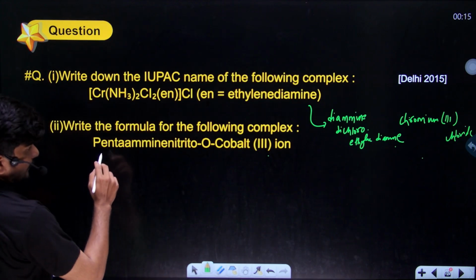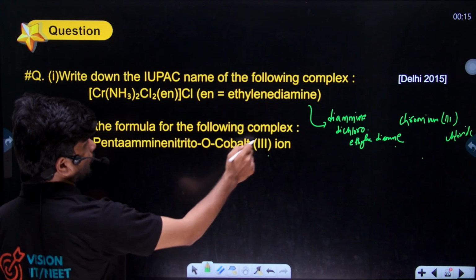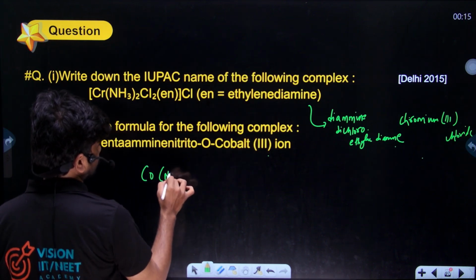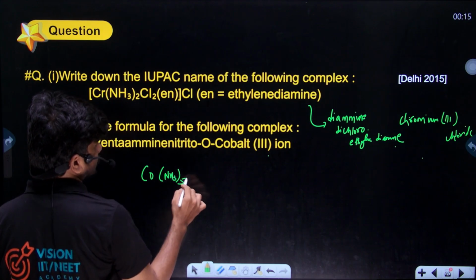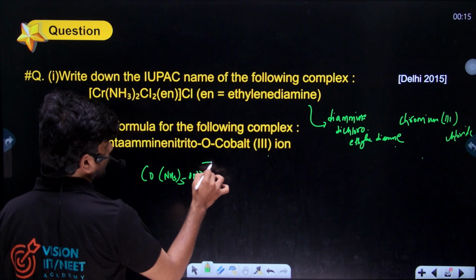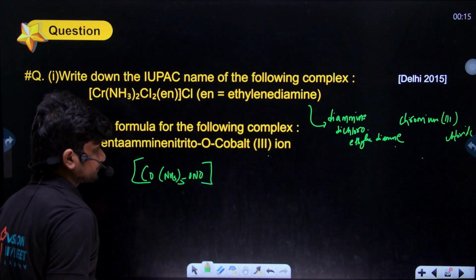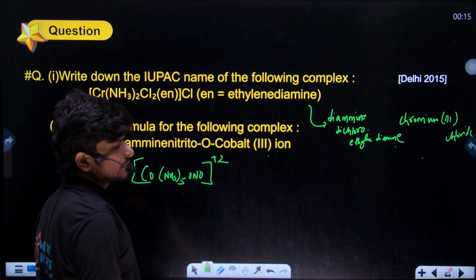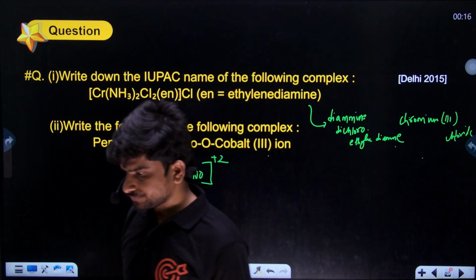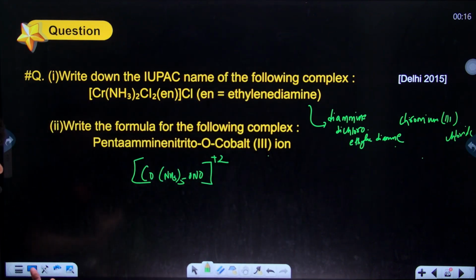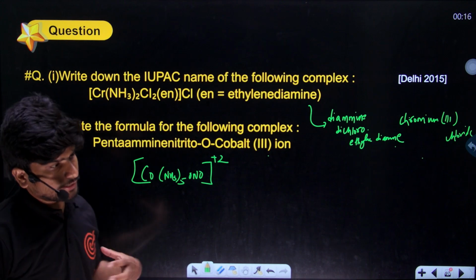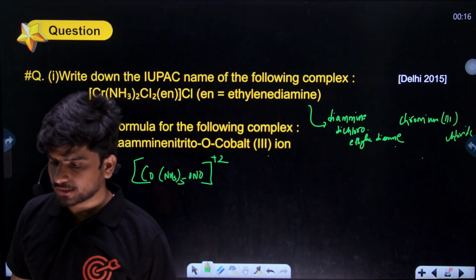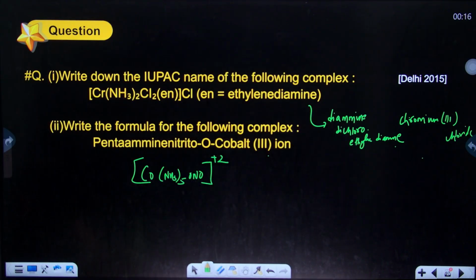Then what is pentaamine nitrito-O cobalt? This. So you have cobalt. Then you have amine, which is NH3 five times. Then you have ONO, nitrito. So you have a minus charge here, so this is +2. This is how you write the names of the compounds. So these are very important. The questions in the exams they used to put previously were very good and very interesting, so please make a note of all this.